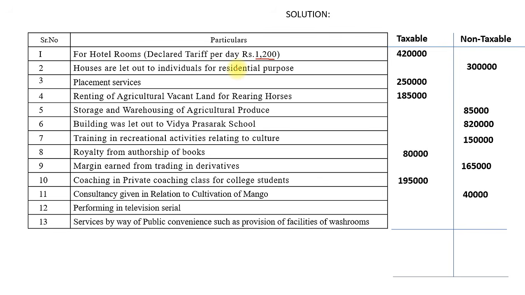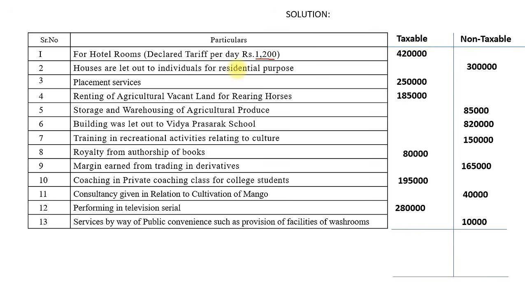Next, performing in a television serial, it is a commercial activity. Okay, it is a professional activity. It is completely taxable. Last, services by way of public convenience, such as provision of washroom facilities. So anything related to the mass population, publicly, if you're providing it, it is basically non-taxable. Okay, anything related to washroom or sanitary, anything related to sanitization, is non-taxable.